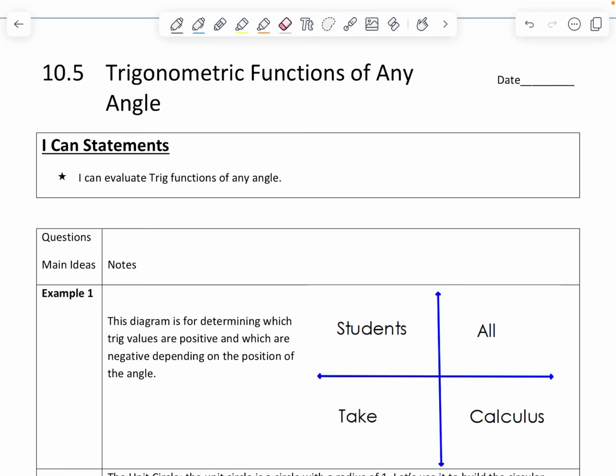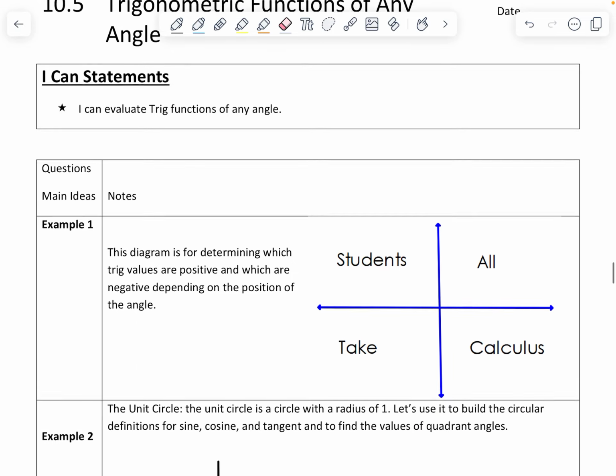This brings us to our 5th lesson in trigonometry. And today's lesson is very important. We're going to learn about the unit circle and use it to evaluate trig functions of any angle.